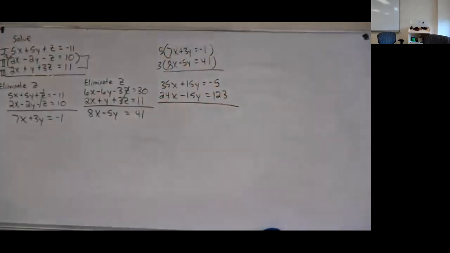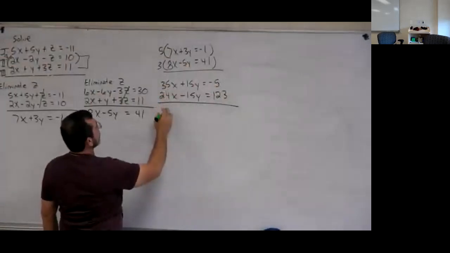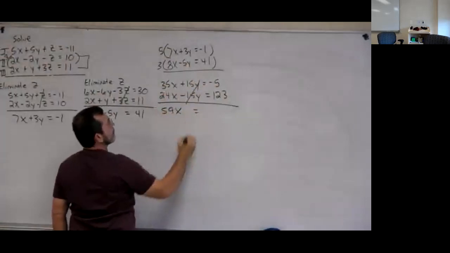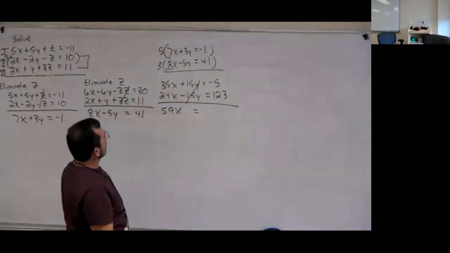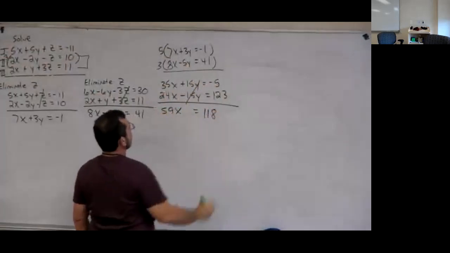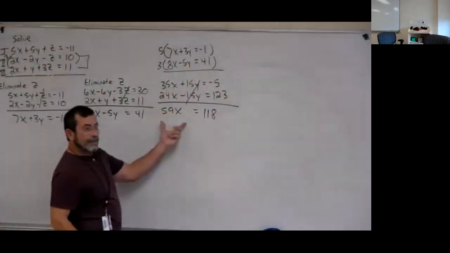So the trickiest thing on this is having to multiply these rows to get these variables to cancel, okay? Well, let's see what I get here. I got what, 59x. The y's cancel. And then what's that? 123 minus 5 gives me 118. So I'm down to one variable. I can now solve this for the x.